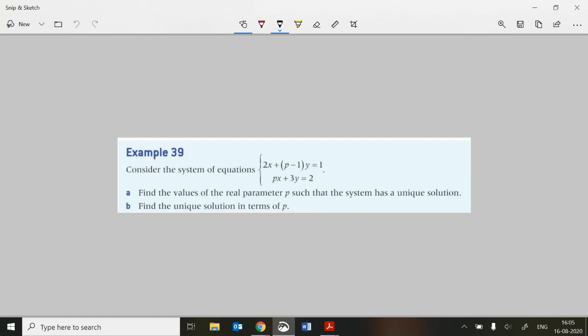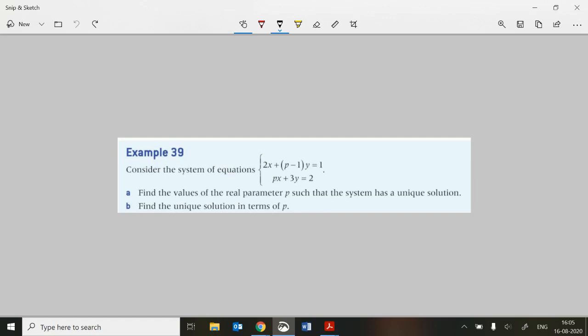Okay, well, my suggestion at this point is just to try and find that unique solution. And they're trying to say, find the unique solution in terms of p. And so we know we've got to work towards this anyway, and hopefully somewhere in our working out, we'll realize that there will be values of p which don't give us a unique solution. Okay, so let's try and solve this thing.